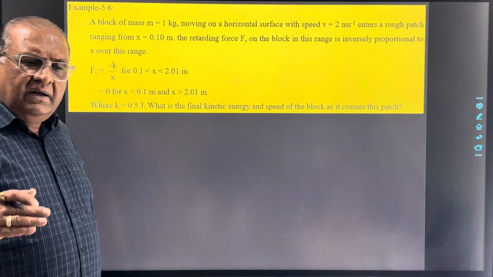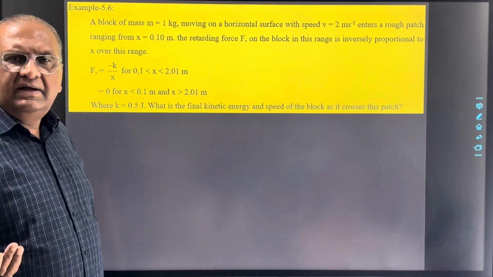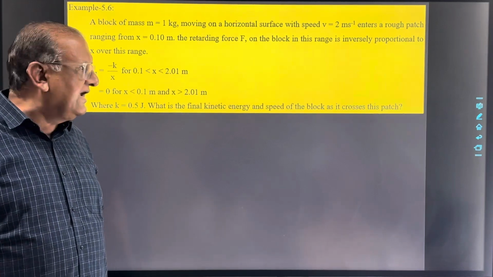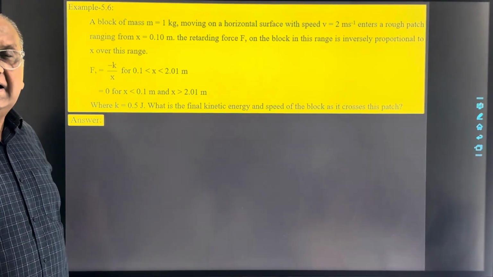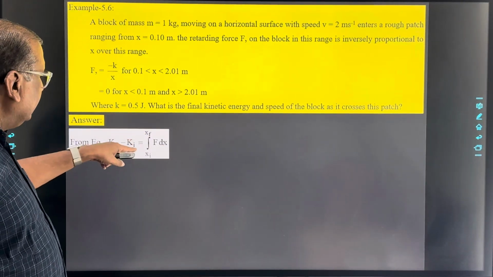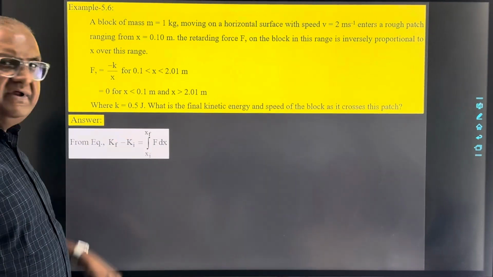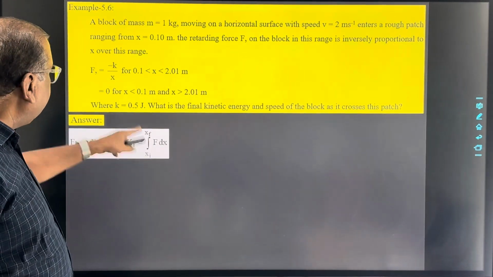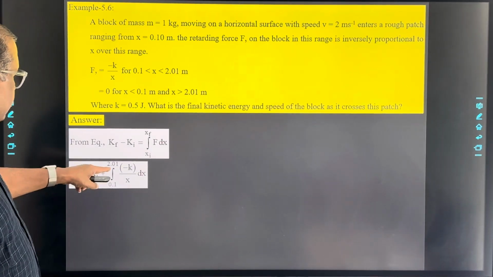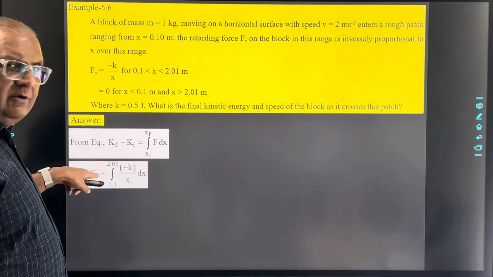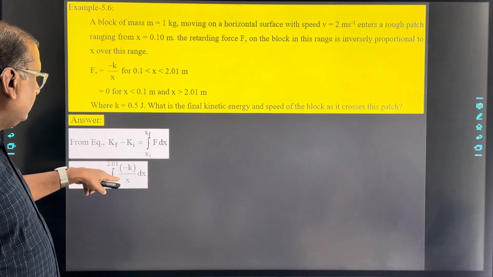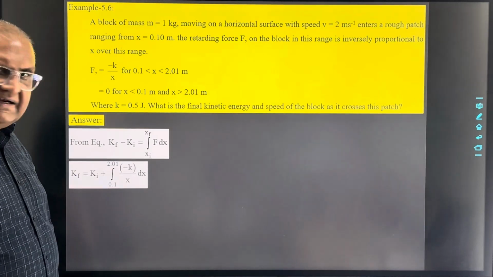Okay. Now we already discussed the work energy theorem for variable force. So we can write the change in kinetic energy, K final minus K initial, that is equal to integration xi to xf F dx. Now here substitute the value of F, that is minus k by x. So here if we take minus k outside the integration because it is constant, now we have to take integration of 1 upon x dx.